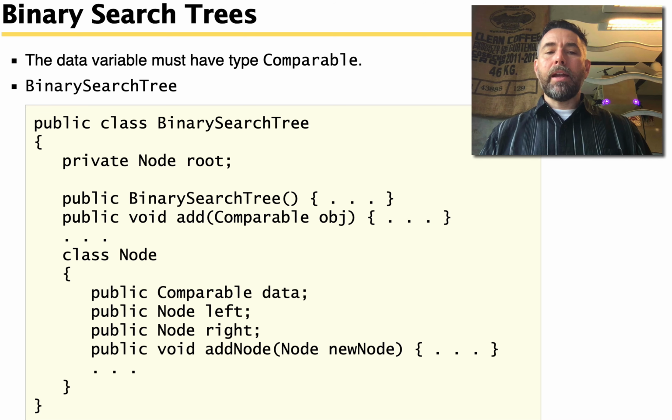In our binary tree, data was of type object, meaning it could be any class that exists because all classes descend from object. In the binary search tree, we restrict the data to being a subclass that implements the comparable interface. Left and right are also instances of node, and then we also have a method within our node class called addNode, which is going to be a recursive helper function that enables us to add new data to our tree when the binary search tree method add is called.